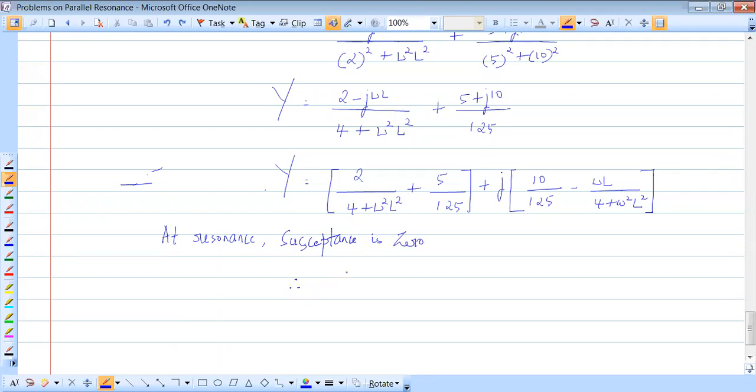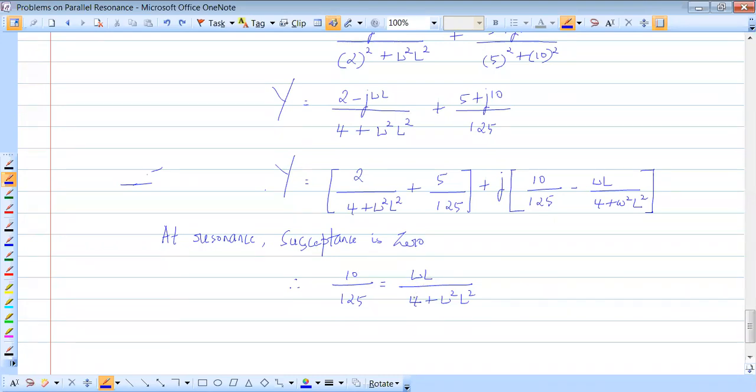Therefore, we have 10 by 125 equal to omega L divided by 4 plus omega square L square. I've just skipped one. I have made this part zero once. Then I have sent the negative part onto the right hand side. Now, how would this look? You would find a quadratic equation. So what is that quadratic equation equal to?